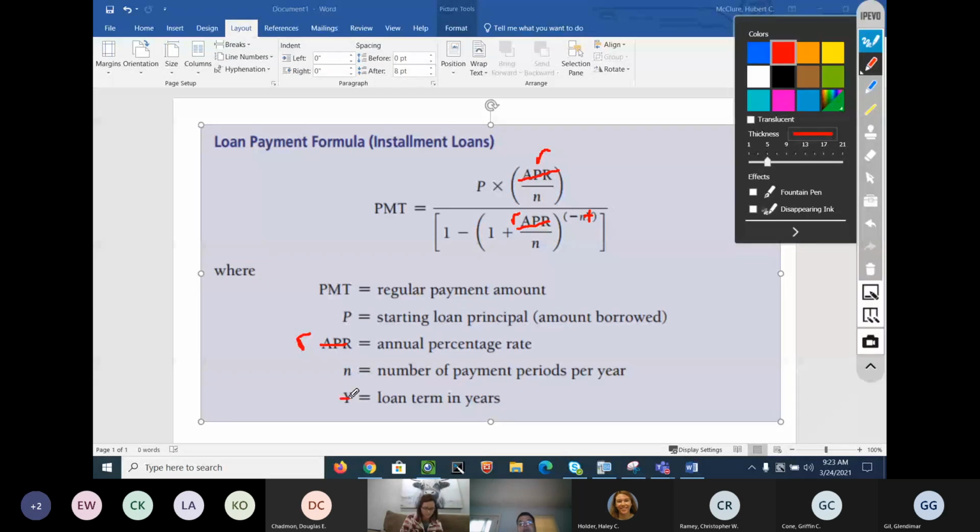Okay, so make those changes. And the only reason I want you to make those changes again is because in the real world, they do not write it like this. In the real world, it's P times R over N over 1 minus parentheses 1 plus R over N raised to the negative NT power.